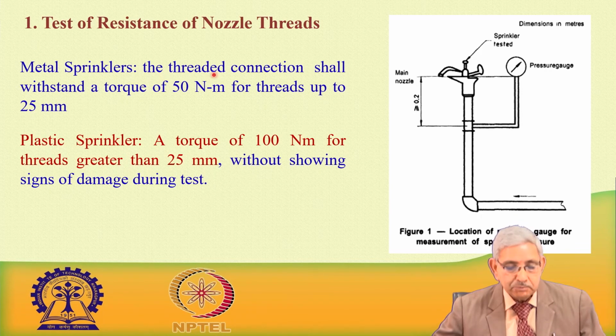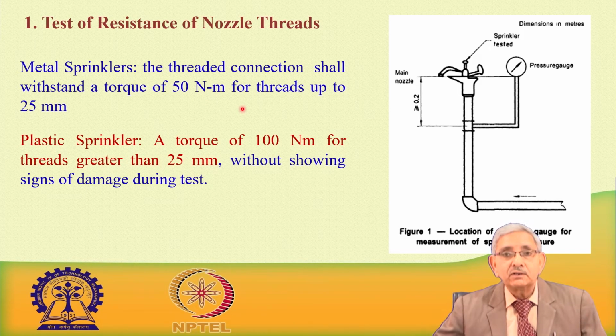Metal sprinkler threaded connections shall withstand a torque of 50 Newton meter for threads up to 25 millimeter, that is up to 1 inch thread. For plastic sprinklers, a torque of 100 Newton meter for threads greater than 25 millimeter, without showing any sign of damage during the test.